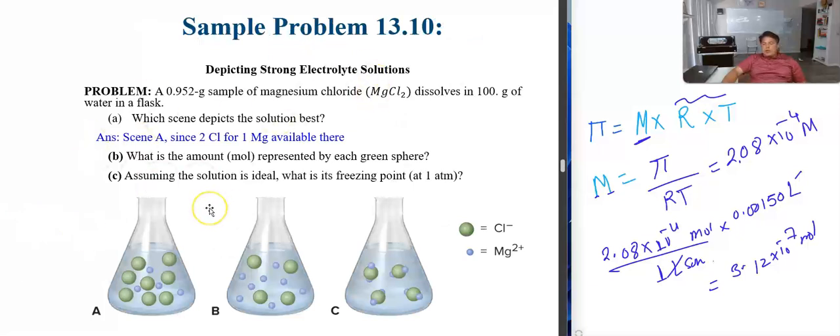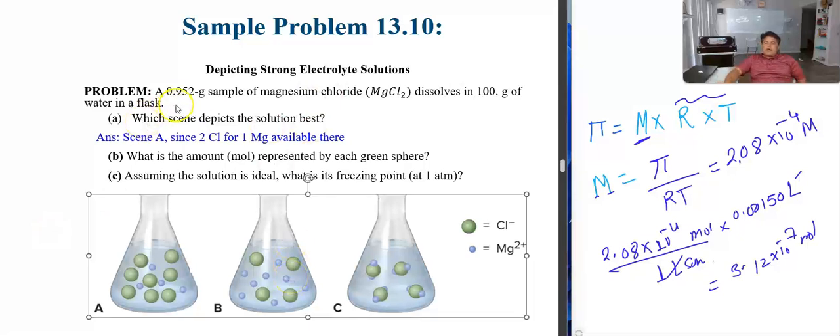So here is a sample problem. The problem says depicting a strong electrolyte solution. Which one is the strong electrolyte solution? That we have to see here. Problem: 0.952 gram of magnesium chloride dissolved in 100 gram of water. Okay, now let's see this problem. A 0.952 gram sample of magnesium chloride is dissolved in 100 gram of water. So which scene depicts the solution?